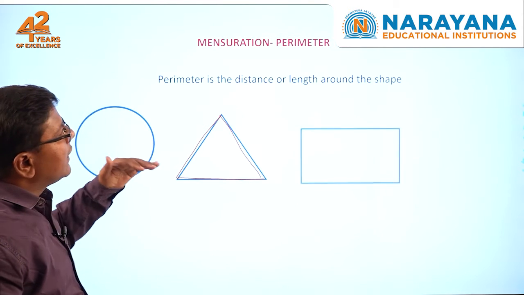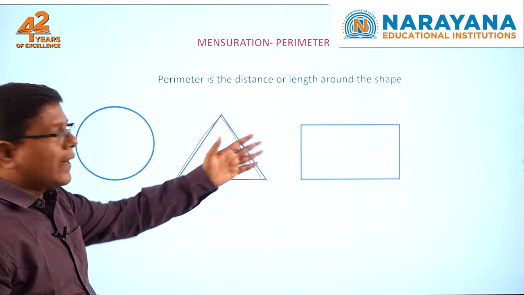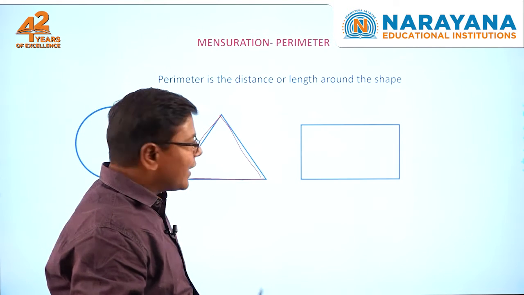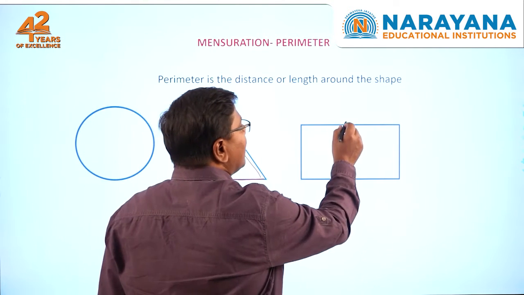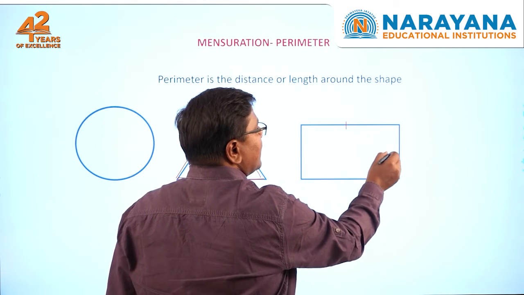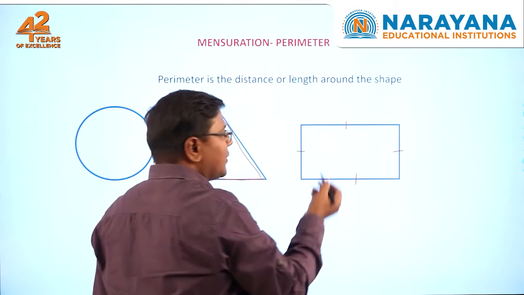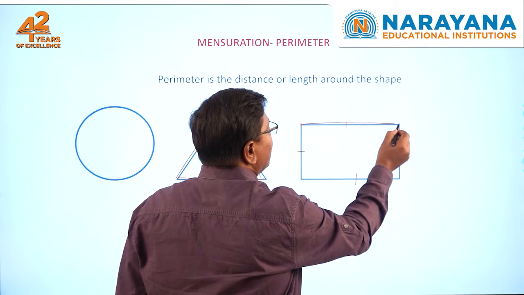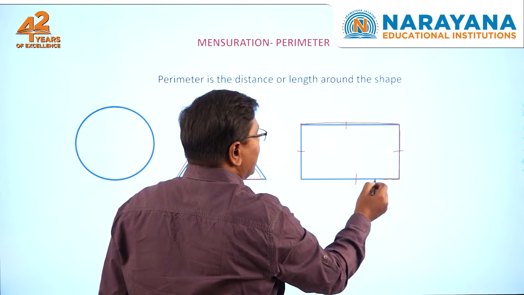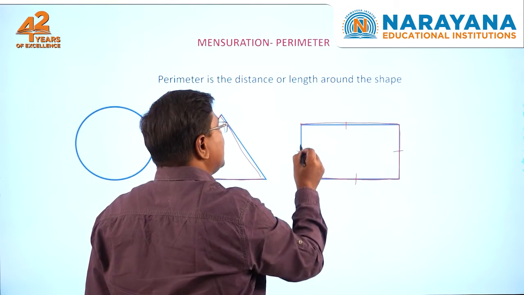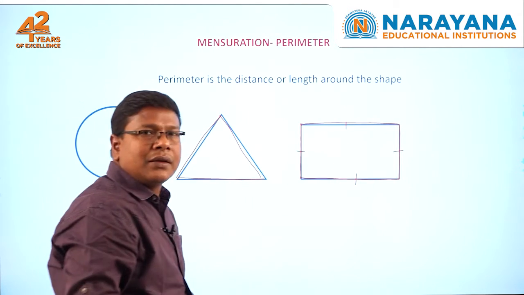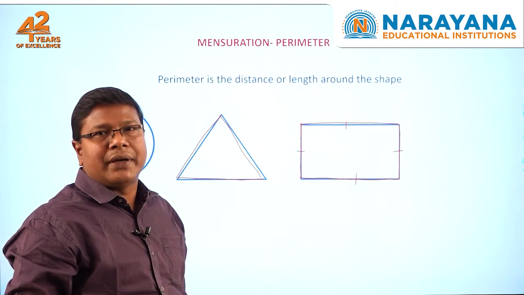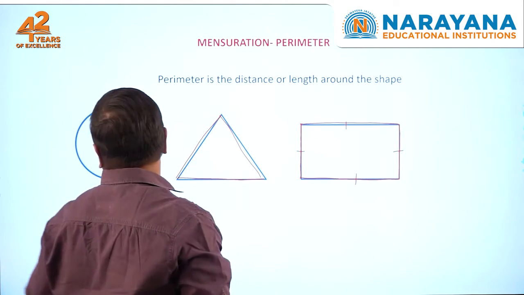Now, come to the rectangle, here are four sides. So, to get the perimeter we need to add all the four sides, the sum of all the four sides gives the perimeter, nothing but the length or the distance around the rectangular path. If we walk along this border, you will get the total distance, that gives you the perimeter, okay.